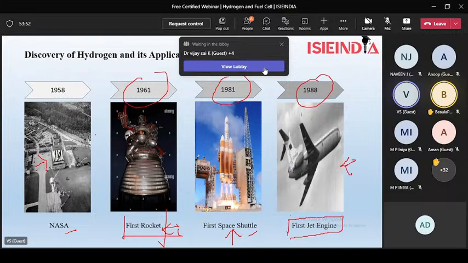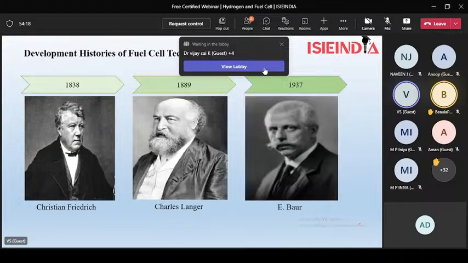So we can see from the identification, then naming, then production, and then its first application in hot air balloons, NASA started using it in its first rocket, its first shuttle, and in a jet engine. So we can see how hydrogen started being used as fuel. Now coming to fuel cell technology, the development history of the fuel cell. In 1830, a scientist named Christian, a German, discovered the principle on which the fuel cell works.